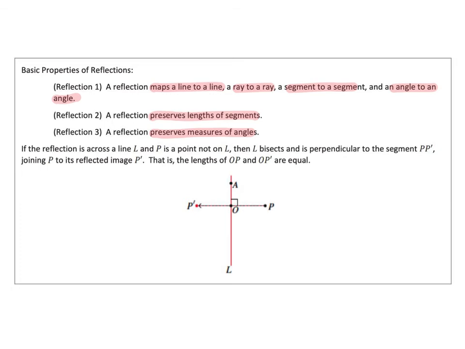If you had something that is 10 centimeters long on one side, you reflect it across, it's still going to be 10 centimeters long on the other side, okay? Well, let's go ahead and move on.